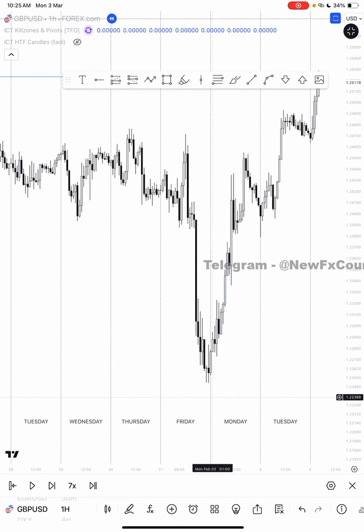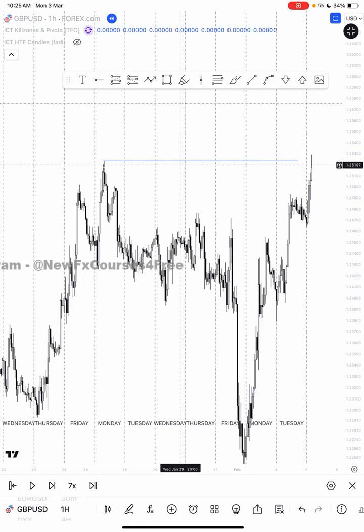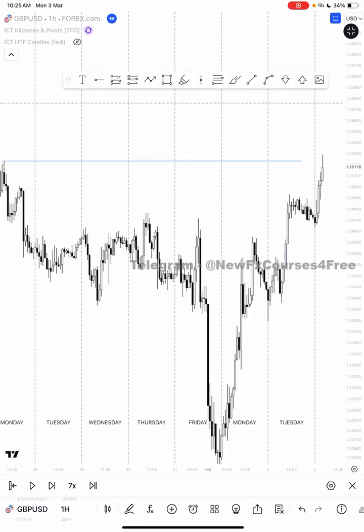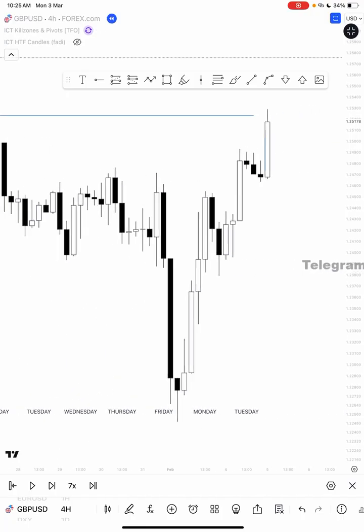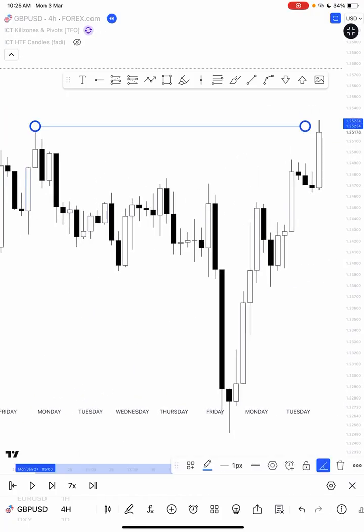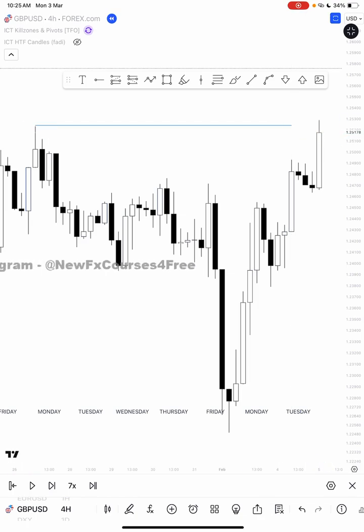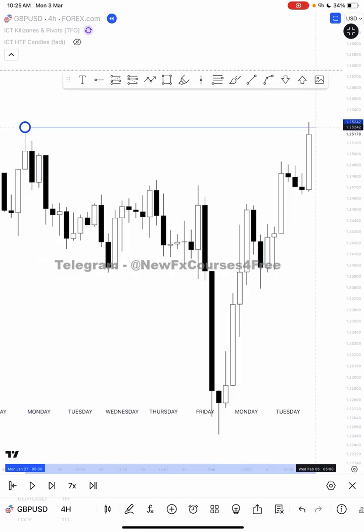So here on Monday, we expanded towards our long-term draw on liquidity, which was this Monday's high. So you can see how I anticipated this to be taken out. This was previous week high, and it was taken out by this move here.